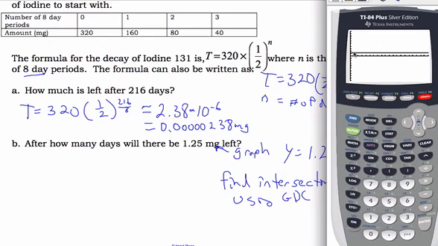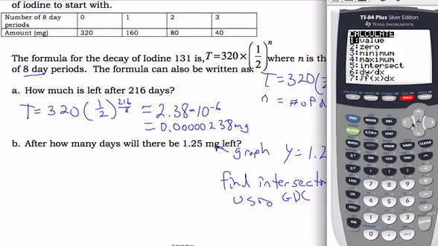Okay, now I can see y equals 1.25. Can I see the point of intersection with the exponential? No, I think I need to go further to the right. So if I go further to the right, I need to increase my x max. So maybe 50. Let me try 50. Okay, there I go. I can almost see it. I need a little bit more. I'll go up to 100. And now I can see the point of intersection.